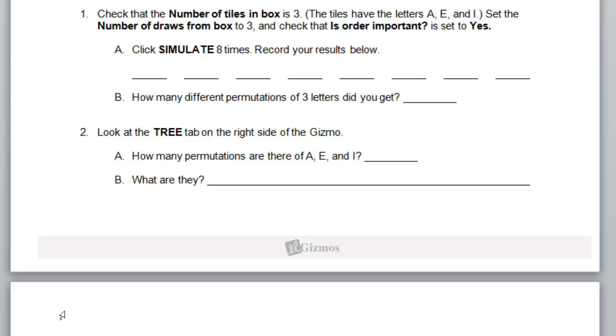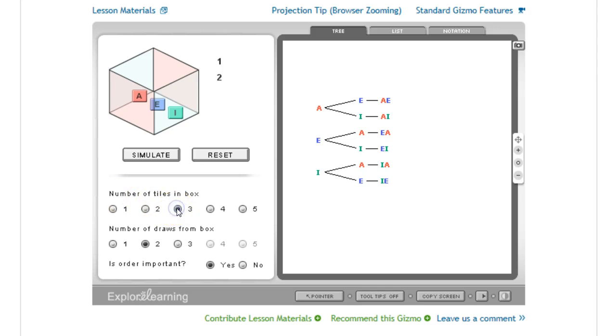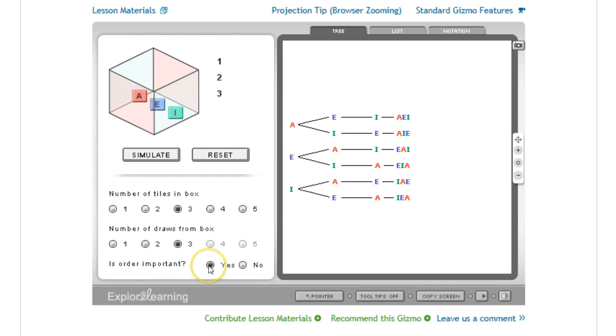Looking at the warm-up activity, you'll notice that the first one asks you to check that the number of tiles in the box is 3 and that the letters are A, E, and I, and then to set the number of draws from the box to 3, and to make sure that "is order important" is set to yes, and then to simulate things 8 times and record the results below. So let's take a look at how that works. We need to make sure that we have 3 tiles in the box, that we do 3 draws from the box, and that order is important. Now we're going to simulate 8 times.